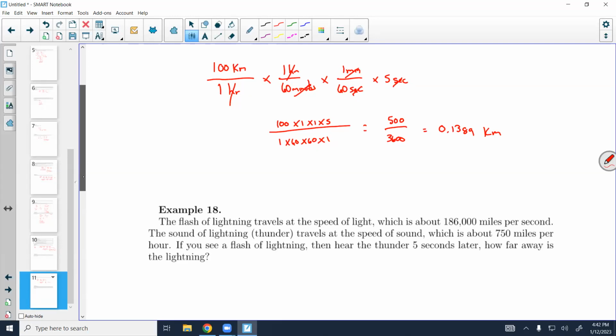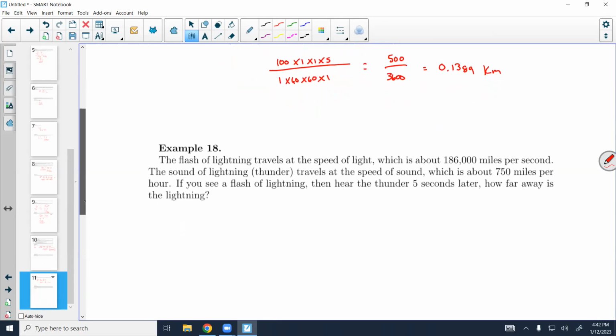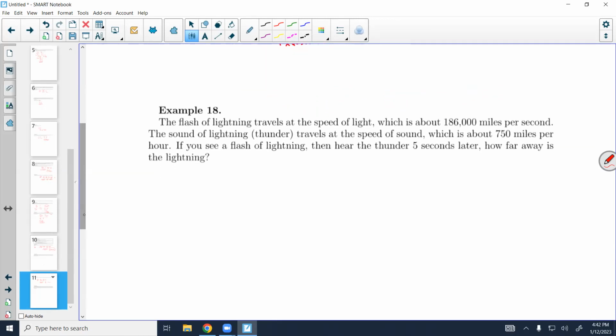Okay. This next one, living in Florida, this is one you probably should know. Nobody remembers the old wives' tale. So a flash of lightning travels at the speed of light, which is 186,000 miles per second. So for all intents and purposes, instantaneously. Any lightning that flashes in our vision, we're going to see pretty much instantaneously. So this is what they're talking about, extraneous information. We don't really need that. It won't factor into the calculation.